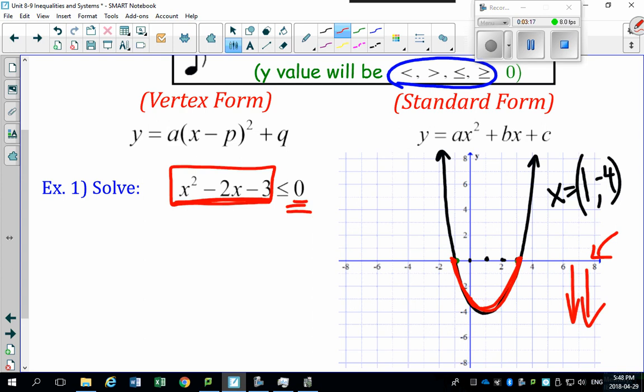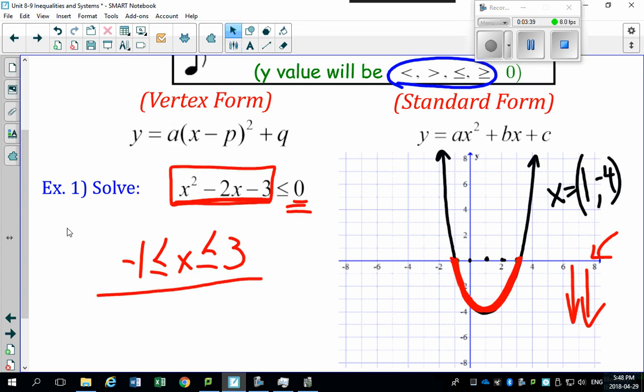Wait a second, what are you talking about? Look, here's your critical point at -1. Here's your other critical point at 3. All values that are less than 0 are in this loop right there, between -1 and 3. Greater than or equal to -1, less than or equal to 3. There's your answer. That's as easy as it comes. And I think this is even easier than linears. What do you think?